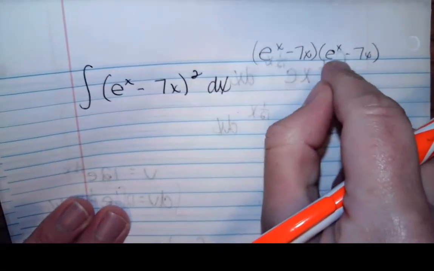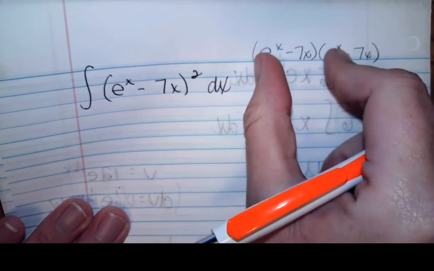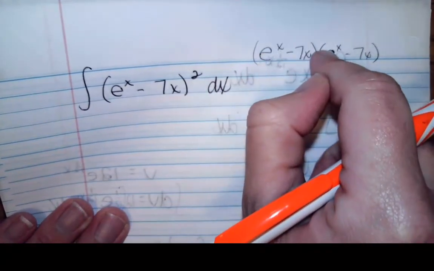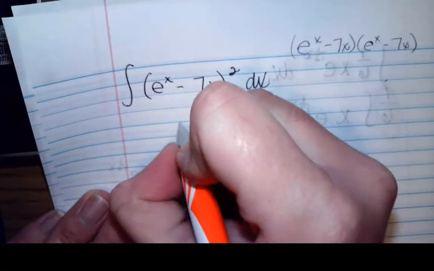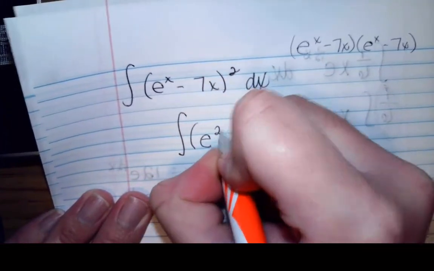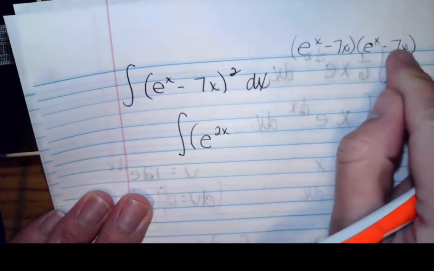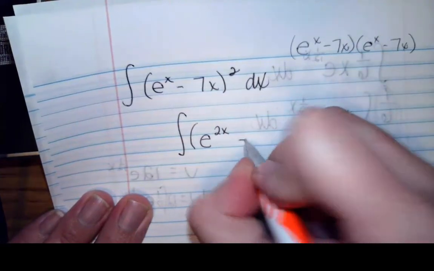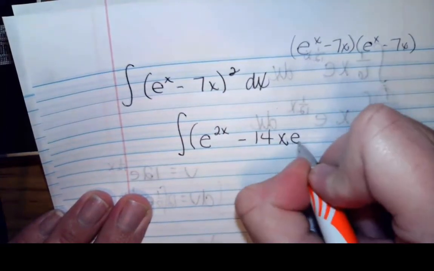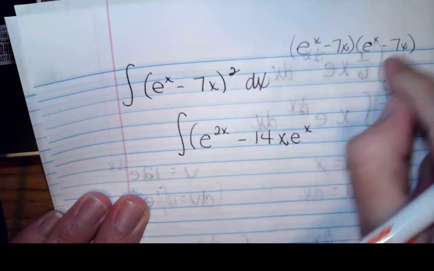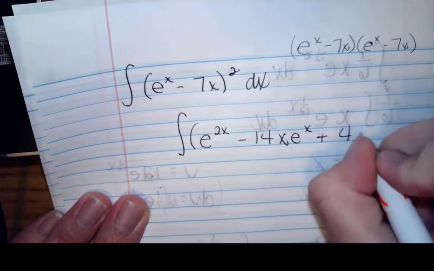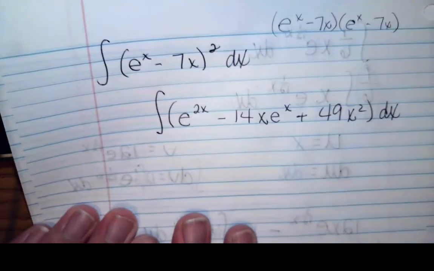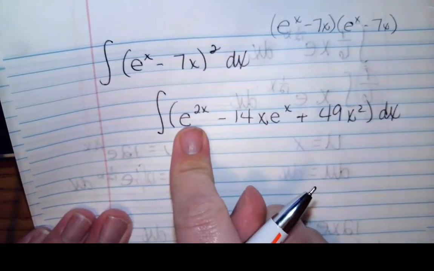So e to the x times e to the x, if your bases are the same and you're multiplying, you add your exponents. So x plus x is 2x. So I have the integral of e to the 2x. Now I've got a minus 7x e to the x minus 7x e to the x, which means I have a minus 14x e to the x. Then I have a plus 49x squared dx.